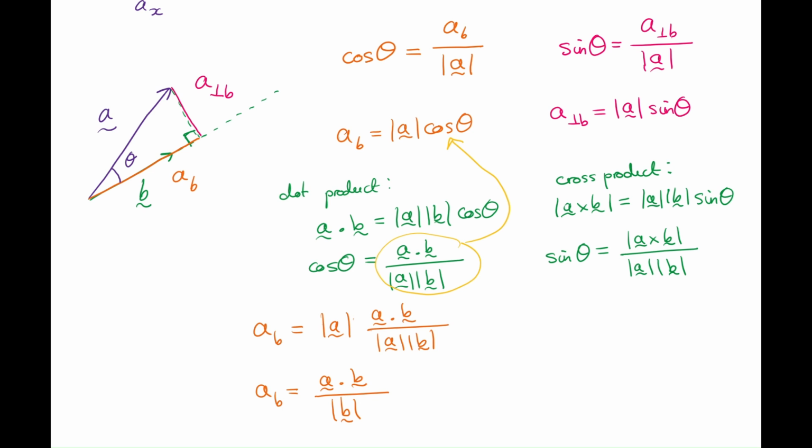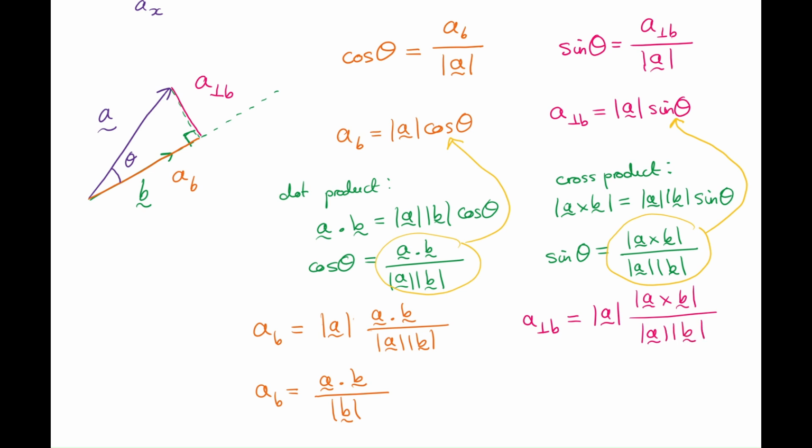I'm going to do the exact same thing on the right-hand side. So I'm going to take this expression for sine theta, and I'm going to substitute it straight into my expression for the component of A perpendicular to B. So the component of A perpendicular to B is the magnitude of A times sine theta, which is this circled expression. So the magnitude of A cross B divided by the magnitude of A times the magnitude of B.